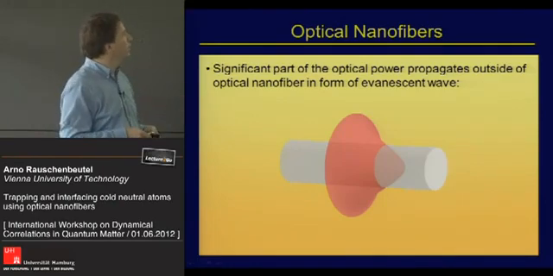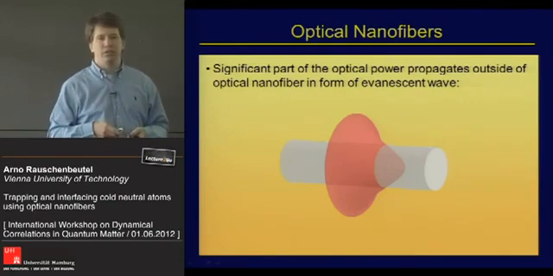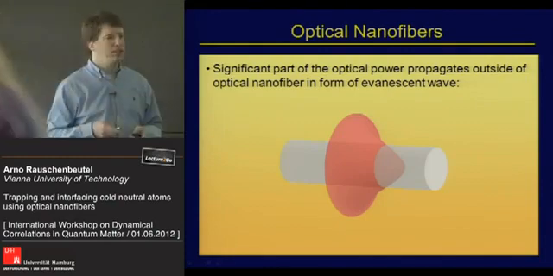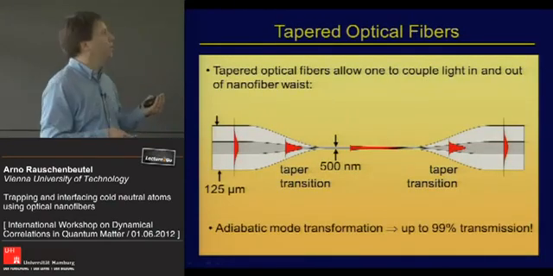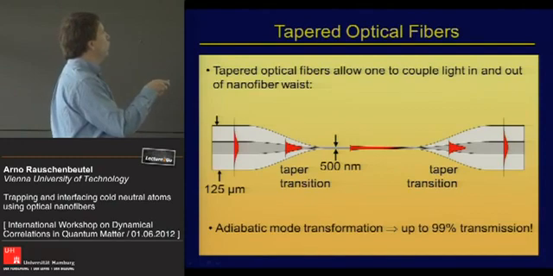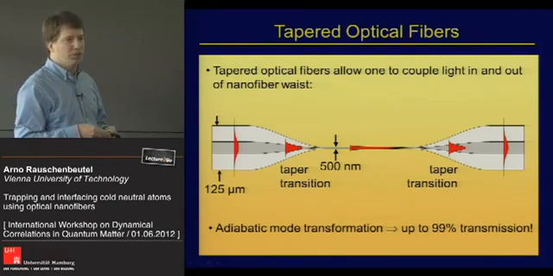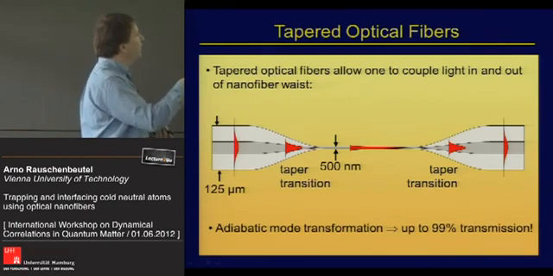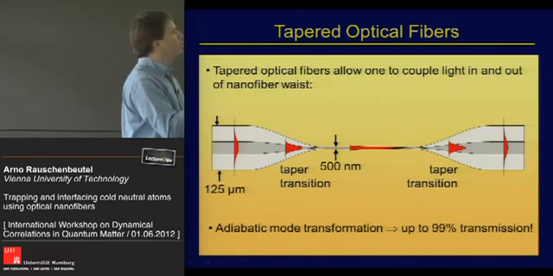And so actually there's a very easy and convenient way to couple light in these nanofibers, and it is to realize these nanofibers as the waist of a standard optical fiber. So here you have in the beginning a single mode fiber, and the mode is guided in the core with a diameter of, say, 4, 5, 6 micrometers. And then you narrow down the fiber and adiabatically transform this fiber guided mode here into this cladding guided mode.